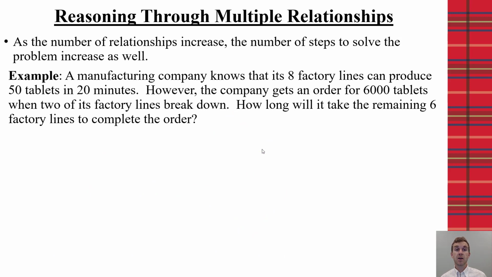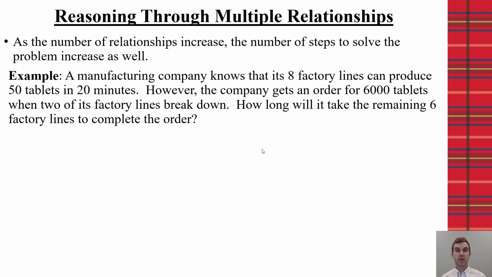Now sometimes we may have to go and use both types of proportional relationships to help us solve a problem. This is often multiple steps and you can go different ways. Just take one proportional relationship at a time. For example, a manufacturing company knows that its 8 factory lines can produce 50 tablets in 20 minutes. However, the company gets an order for 6,000 tablets when 2 of its factory lines break down. How long will it take the remaining 6 factory lines to complete the order?